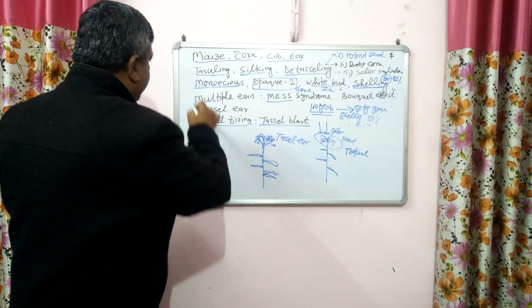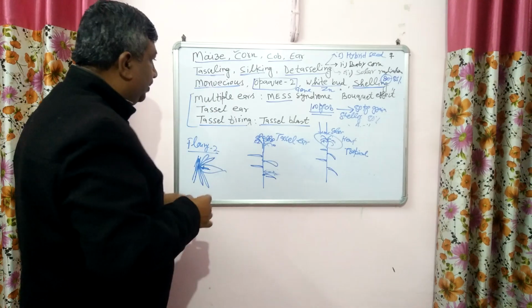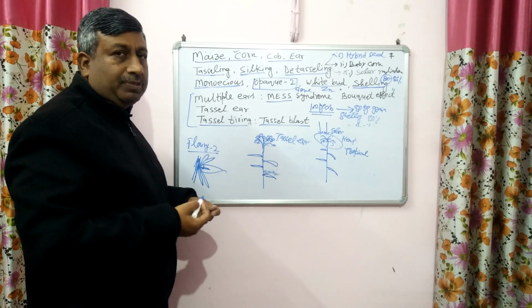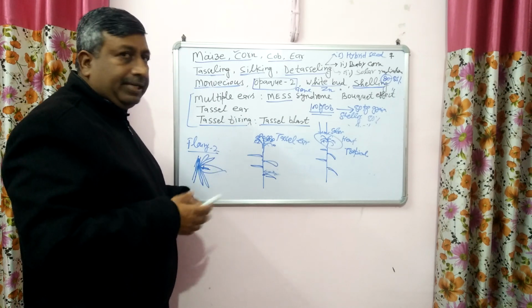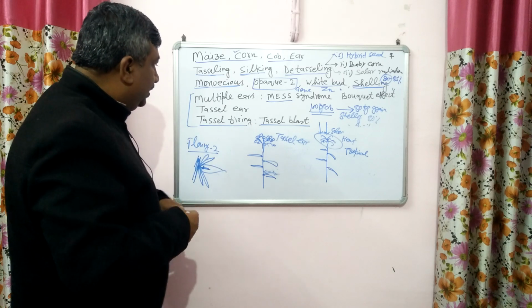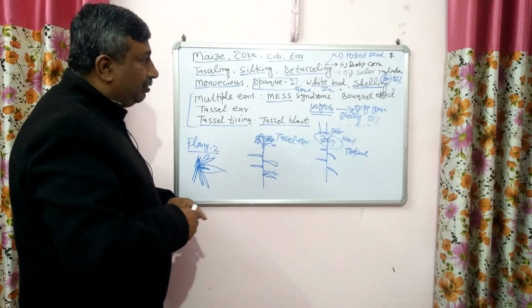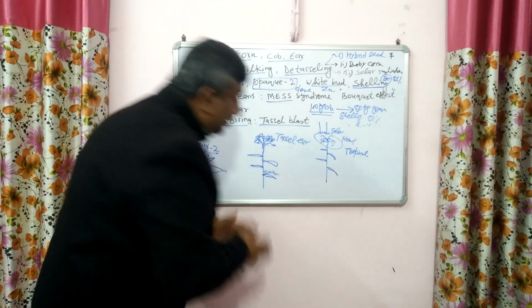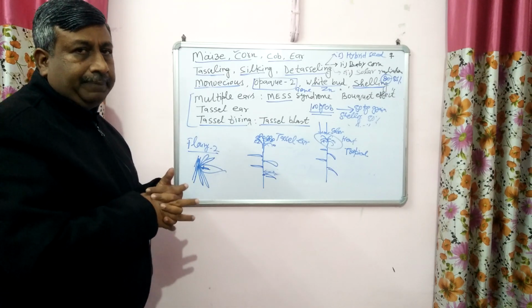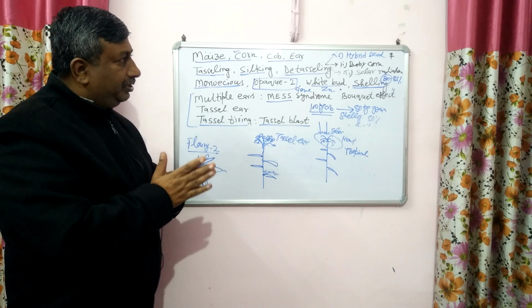So these are some disorders: multiple ears, Maize syndrome, also known as bouquet effect, tassel ear and tassel firing. तो ये मैंने आपको बताया कि कैसे इस तरह से ये disorder होते हैं. So these are in general terms and words which are related with the maize. तो ये आपको समझ में आ गया होगा.